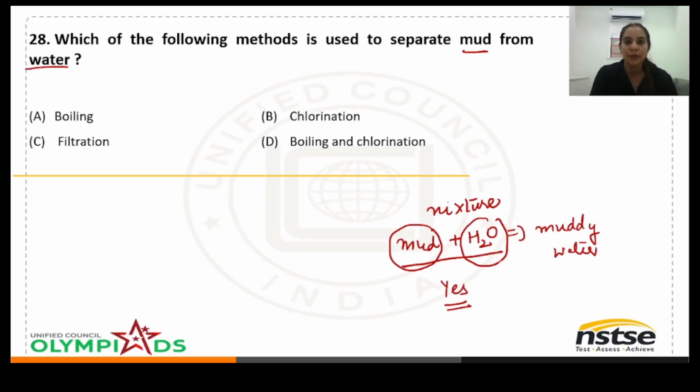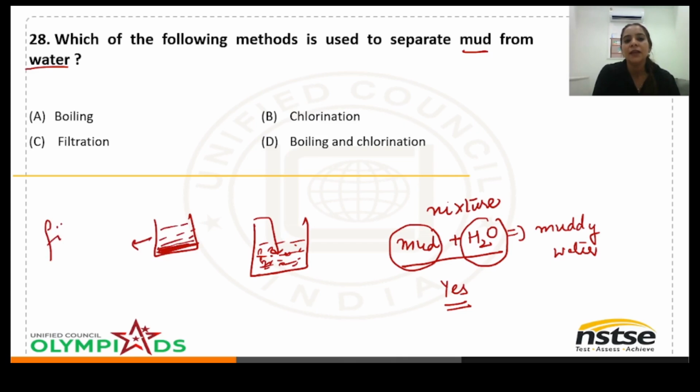Mud is not soluble in water. So that is the reason we can easily separate it. But how can we separate it? If you take a container containing water and add mud to it, just try it out today at home, and keep it undisturbed for some time, you will see that mud settles at the bottom. And then we can filter it.